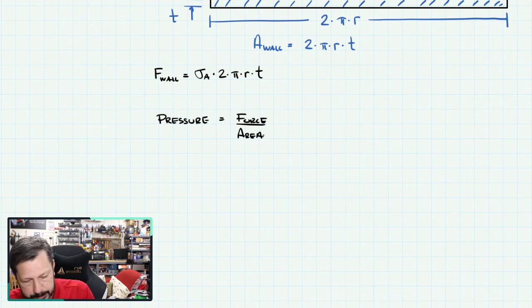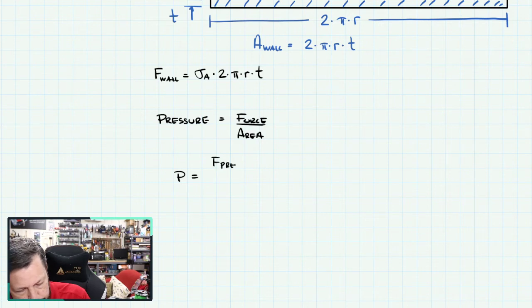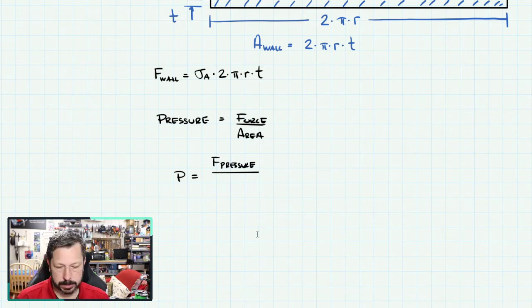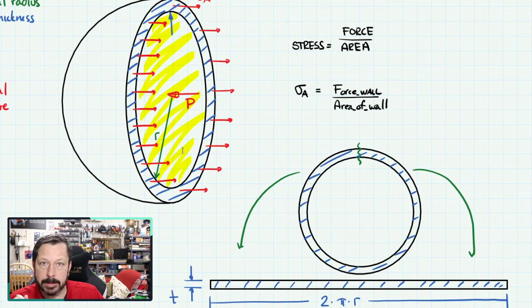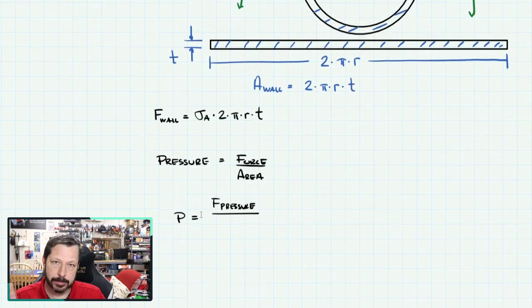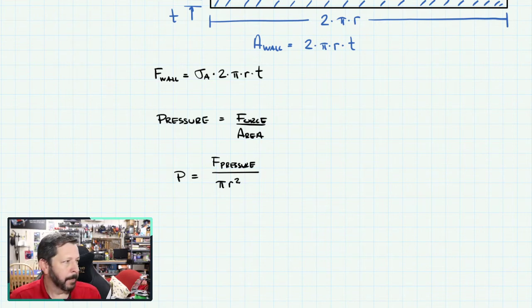So let's write this equation: pressure equals the force from this pressure divided by the area that the pressure acts on. So let's go back up here. I said that this yellow area inside of our pressure vessel is where the pressure acts. So that's just a circle, pi r squared. Again, I'm using radius instead of diameter here. So pi r squared. I'm going to solve this equation also for F.